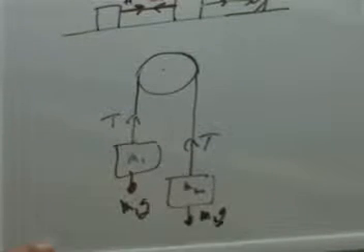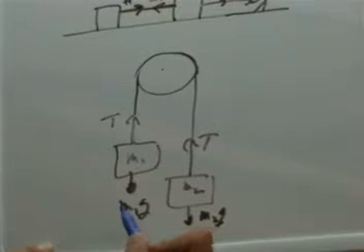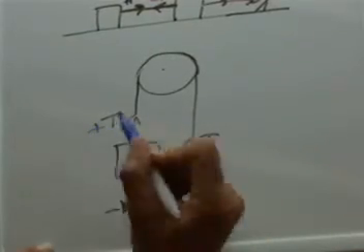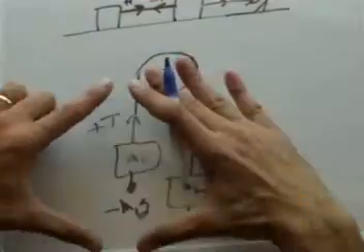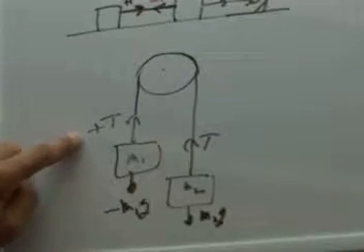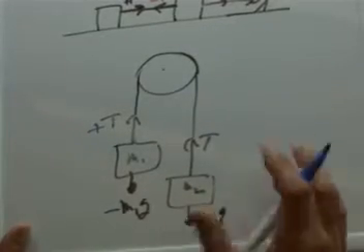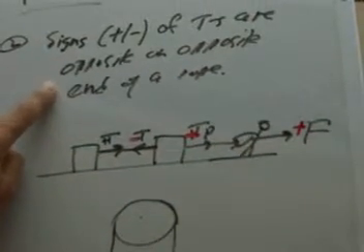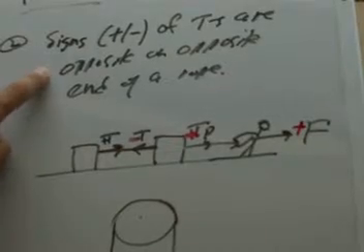Now, if they started putting signs on these things, we like to say down is negative, so we'll put a minus sign right there. But if down is negative, up is going to be positive. That's just how the signs would work for this block. But what do we start doing on the other side? We're not so free to choose the signs anymore, because signs of the tensions on opposite ends of the rope have opposite signs.